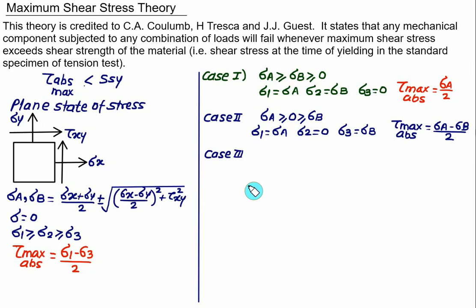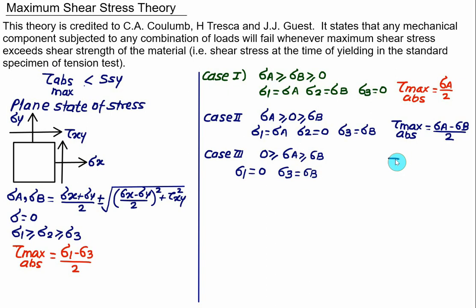Now consider case 3. If we have 0 greater than or equal to the principal stress sigma A, which is greater than or equal to sigma B, so both the stresses sigma A and sigma B are negative values, and the maximum value of the stress here is 0, so that will be assigned to sigma 1, which is the highest value. So sigma 1 will be equal to 0, and the least value will be assigned to sigma 3. So in this case we have sigma 3 equal to sigma B.